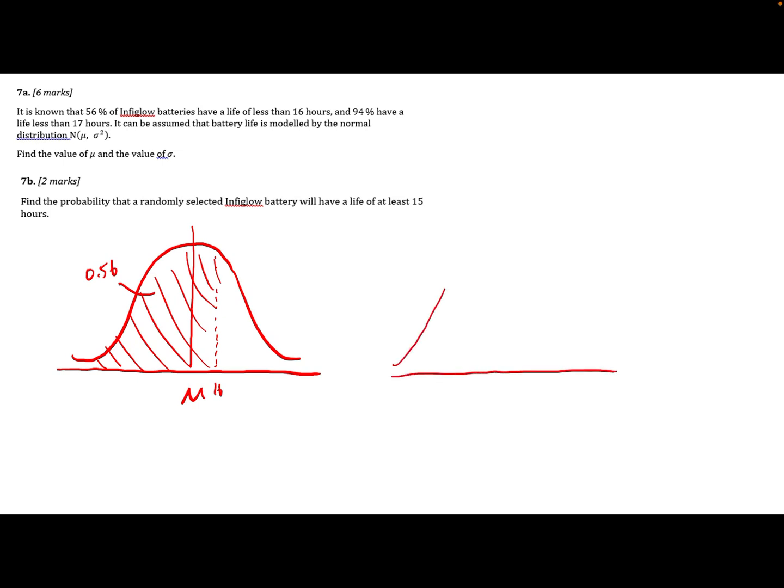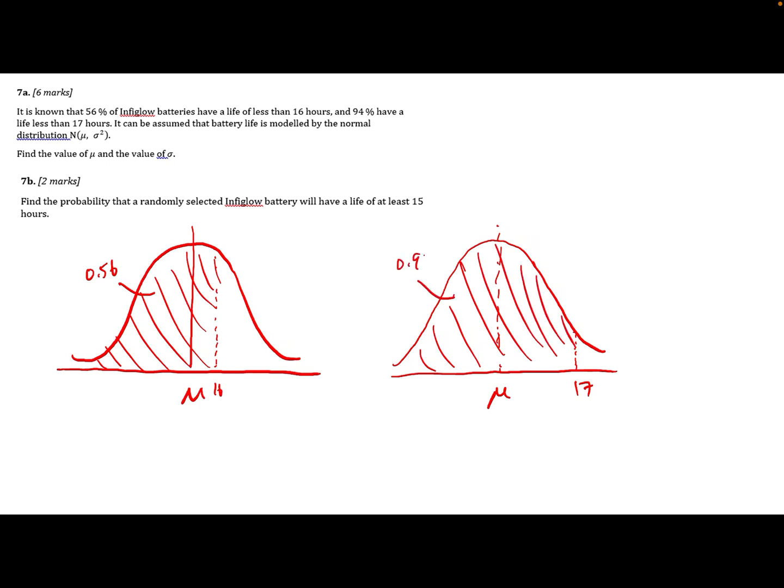What I would do is draw a separate diagram to represent the other piece of information, which is, again, mu in the middle, and 17 is going to be over here somewhere, because 0.94 of that area has to be to the left-hand side. Now, X is normally distributed, and we don't know the mean or the standard deviation.